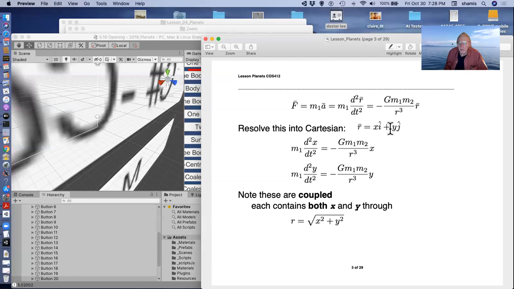So we're looking at second order differential equations. And if I resolve r into its x and y components, and of course in Unity I'll do it in x, y, and z, I have two coupled equations, one in x and the other in y. And these are coupled through the fact that r is the square root of x squared plus y squared, the magnitude of the vector between them. And of course, in 3 dimensions, there'd be a z squared term and a z equation.